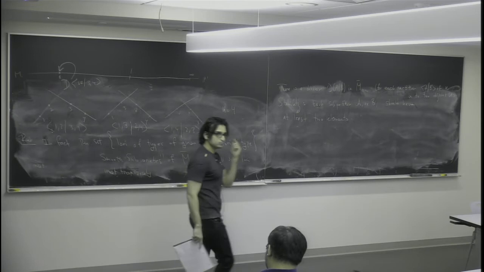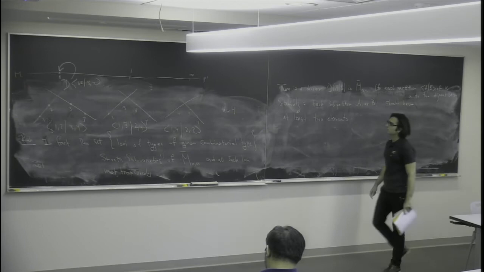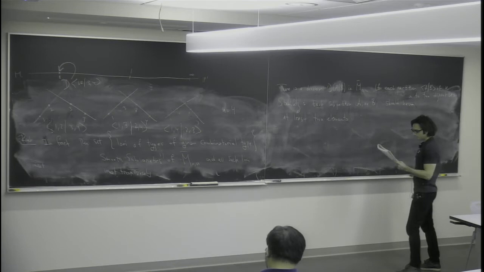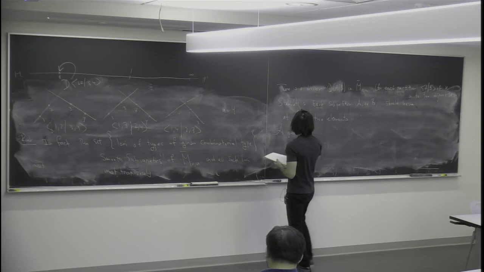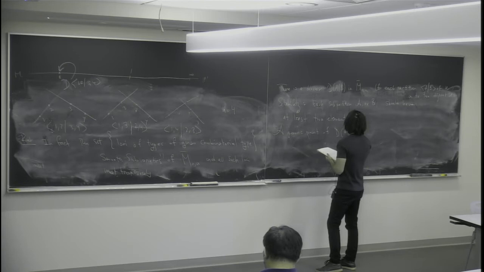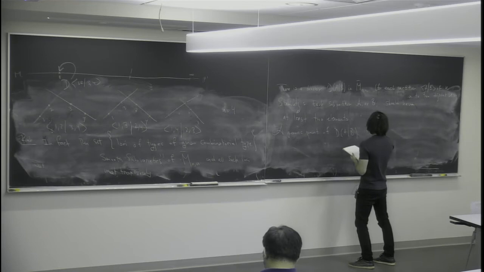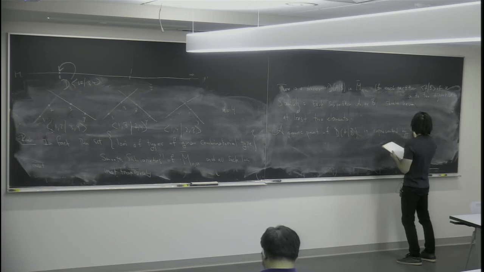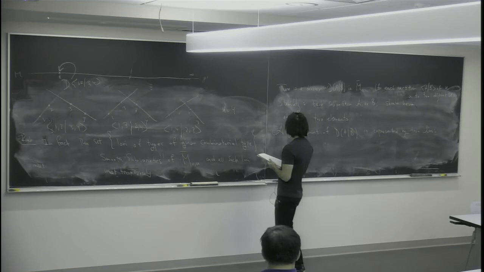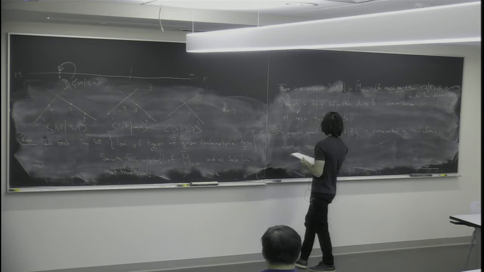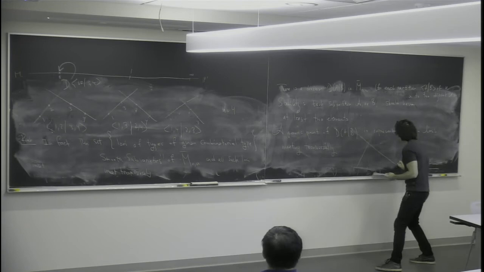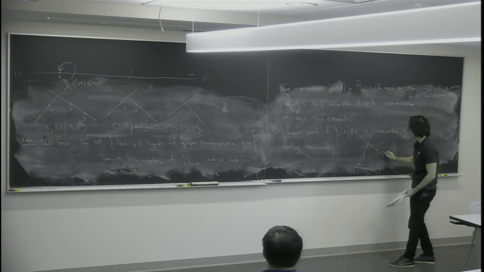Okay. A generic point of this divisor, you have A, B, or partition B, is represented by two lines meeting transversely like this. You have a bunch of points in here and you have a bunch of points in here. And this is partition A and this is partition B, exactly as that picture. Okay? Any questions so far?